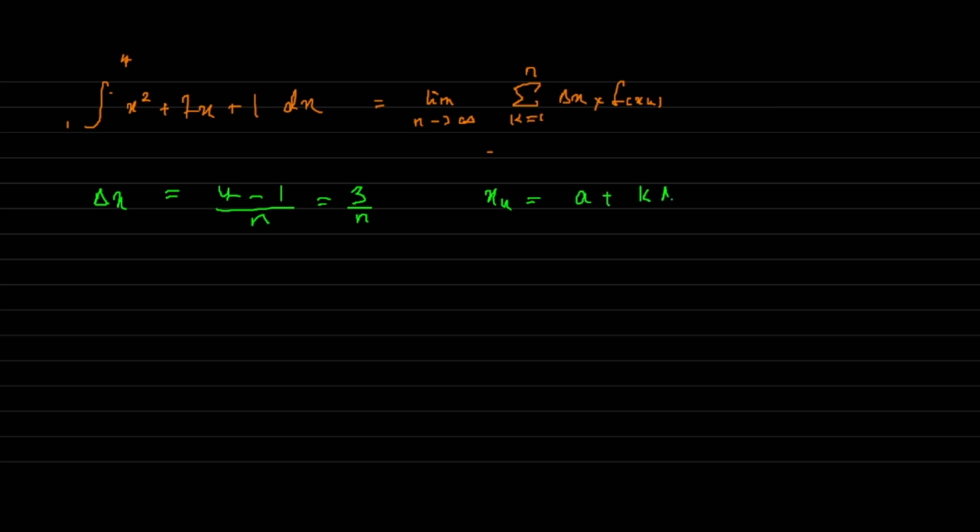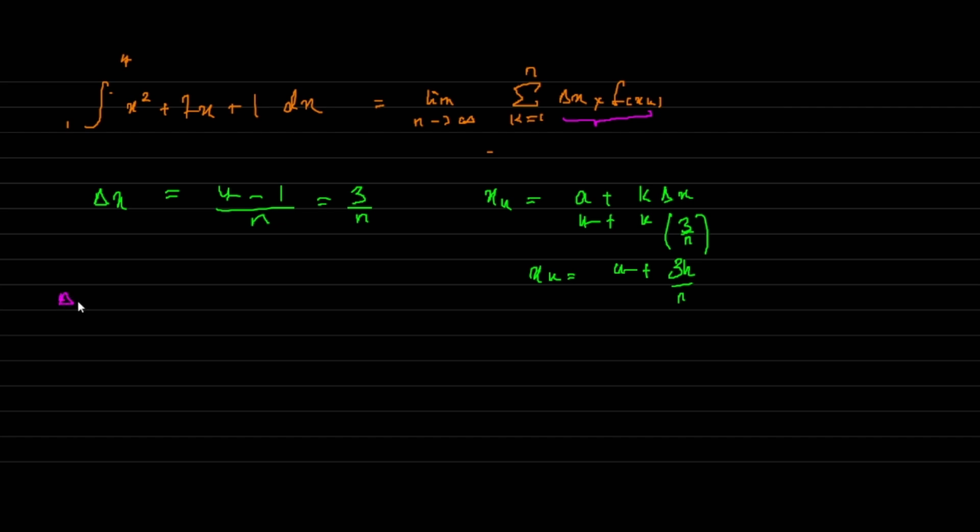So it's a plus k times delta x, and a in this case is 4 plus k, in this case is k. So this is k times 3 over n, and this gives you 4 plus 3k over n. So this is your x subscript k, and now we're gonna find delta x times f of xk.